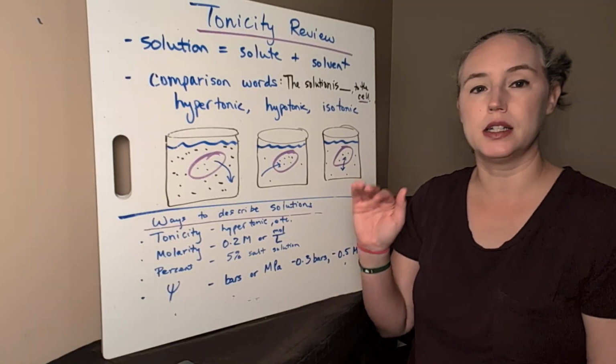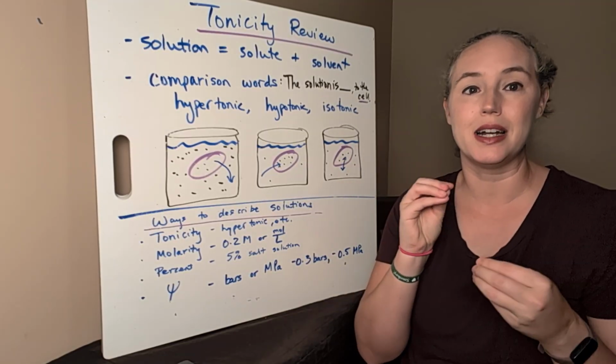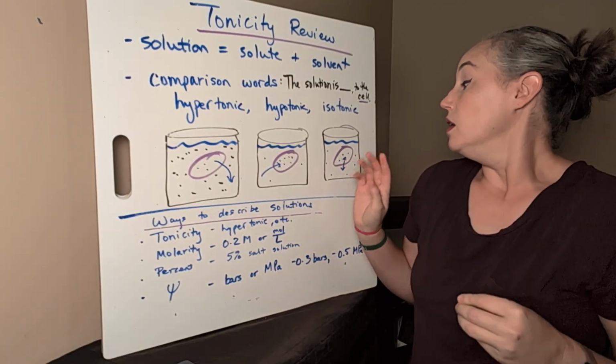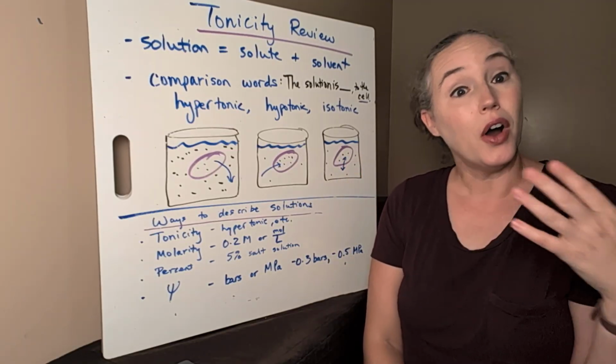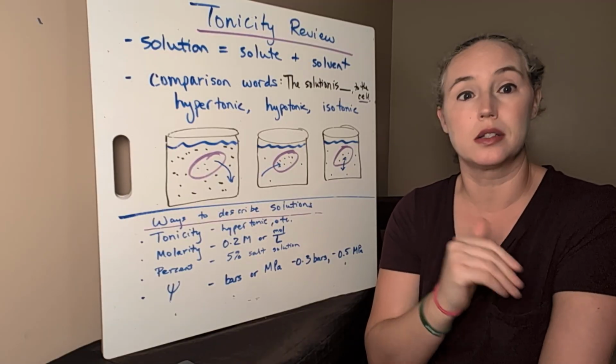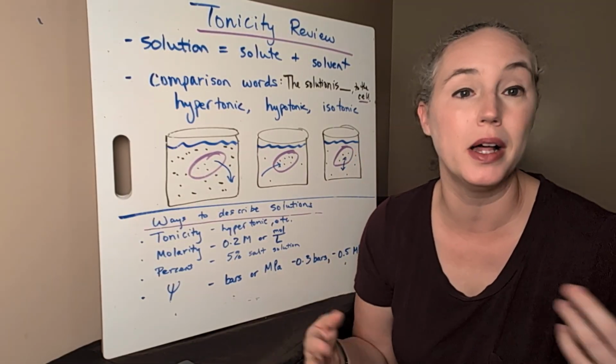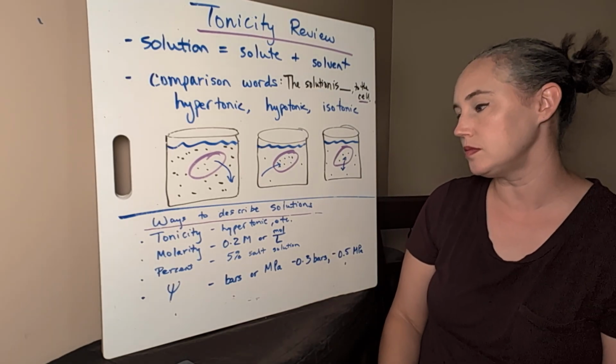In an isotonic solution, the solute concentrations are equal inside and outside of the cell. But that doesn't mean water doesn't move at all. It just means, and you may see these words, no net movement of water. It's a dynamic equilibrium because the molecules are always moving.